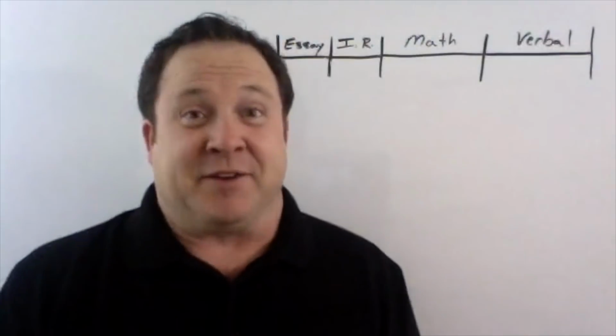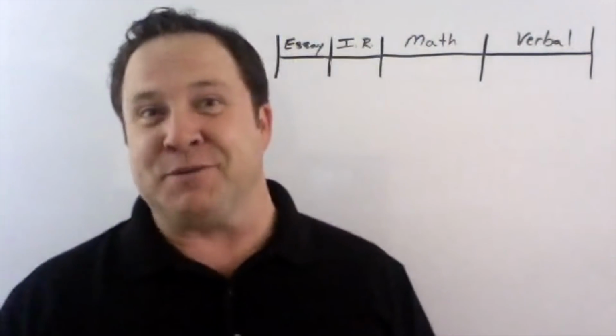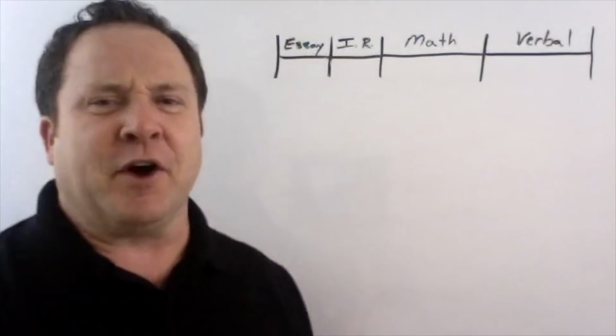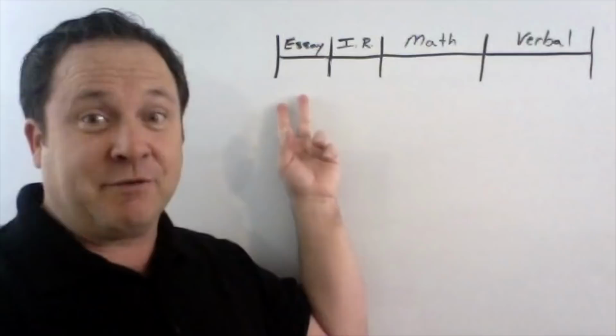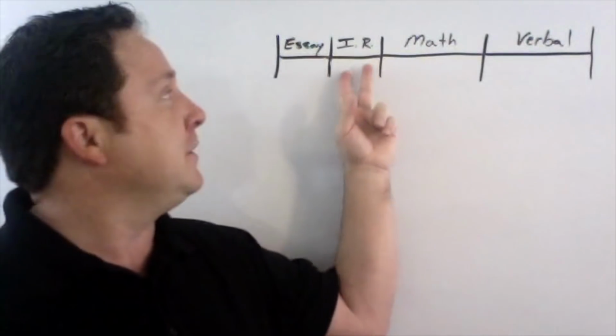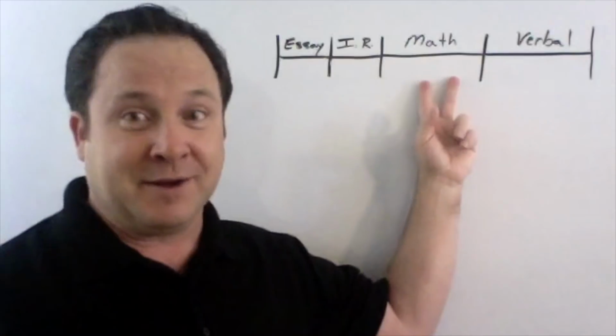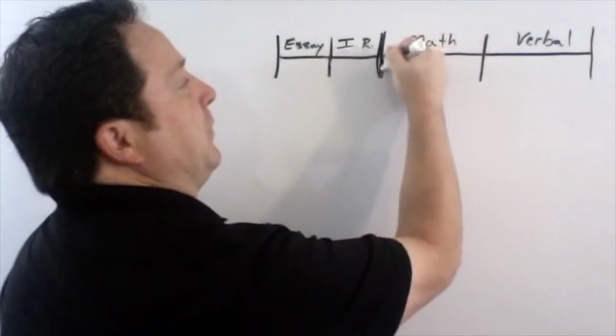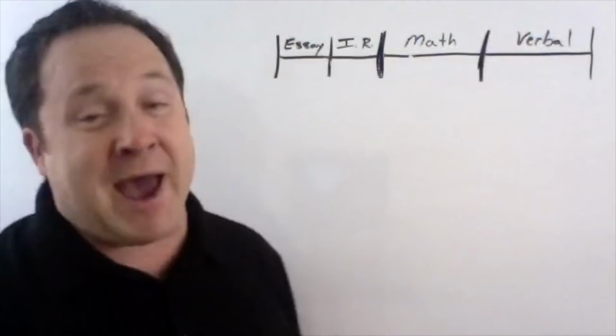People want to know the basics of what is actually on the GMAT. So we're going to give you a quick summary of what's on it. First of all, when you go in to take the GMAT, there's going to be 4 sections. You're going to have an essay section, an integrated reasoning section, a math section, and a verbal section. You do get breaks after the integrated reasoning and after the math.